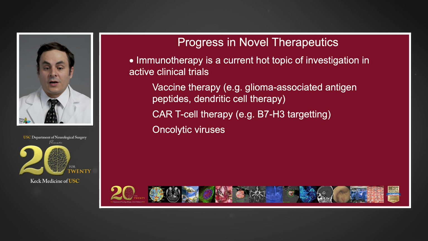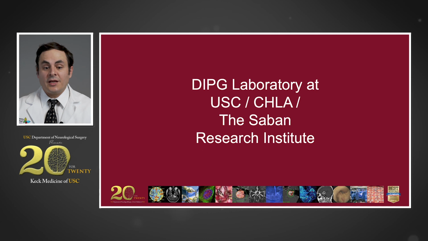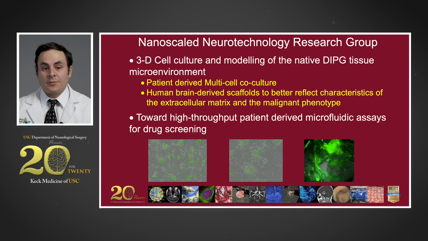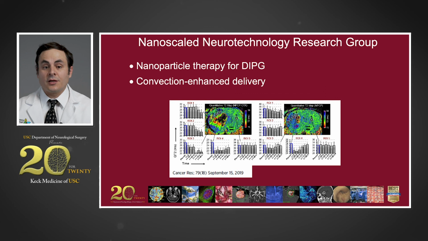Our DIPG laboratory at USC, CHLA, and the Saban Research Institute takes advantage of modern knowledge on DIPG, and we're pursuing avenues such as three-dimensional cell culture and modeling of the native DIPG tissue microenvironment. We do this through patient-derived multi-cell co-cultures, as well as human brain-derived scaffolds that better reflect the characteristics of the extracellular matrix and the malignant phenotype. This is moving us towards a high-throughput, patient-derived microfluidic assay for drug screening that could dramatically improve therapy in the future. Another avenue that's pursued by our research group, the Nanoscaled Neurotechnology Research Group, is nanoparticle therapies used for DIPG, as well as convection-enhanced delivery.